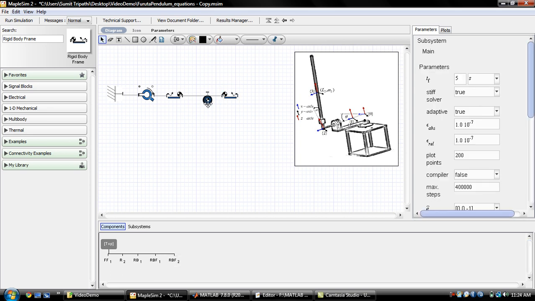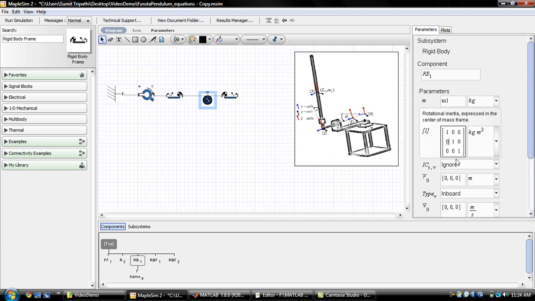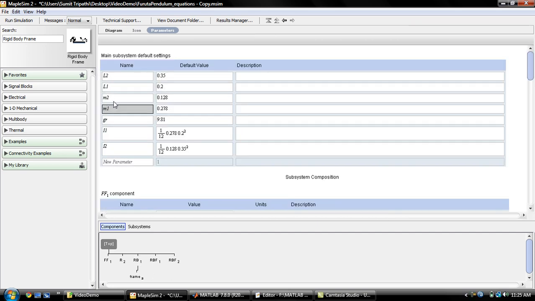The mass of the link is M1, and the link is assumed to be symmetric about the z and y axes. So we give it the same value for moment of inertia, I1. The moment of inertia about the x axis is assumed to be 0, since the radius of rotation is very small compared to the other axes. These are defined in a parameter list; the process of defining parameters is trivial and can be easily understood by watching MapleSim webinars.